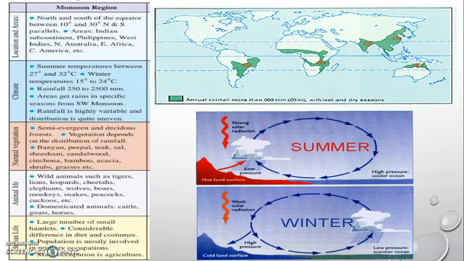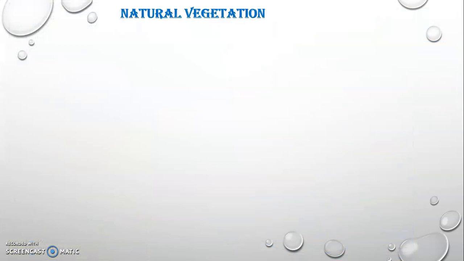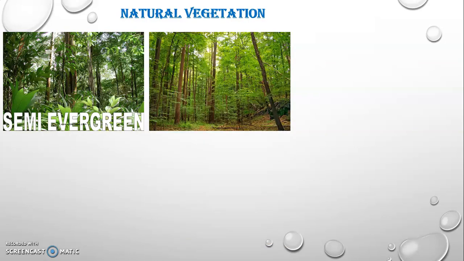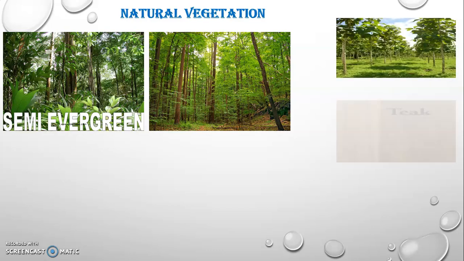Okay, so another important characteristic feature we are going to study is the natural vegetation and how it depends on rainfall. Natural vegetation, if you see, is semi-evergreen deciduous forest. Semi-evergreen means that because of a good amount of rainfall, it is always green. The plants are always green, and deciduous means the forest is full of trees, as you can see on your screen. And the vegetation, that is, the life of the plants, depends upon the distribution of rainfall.